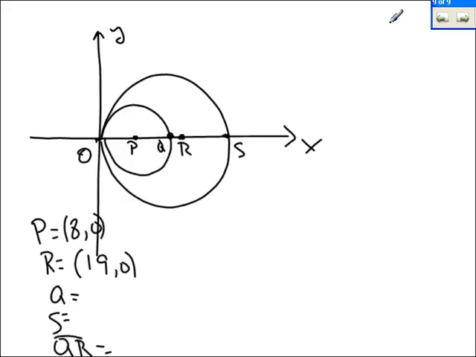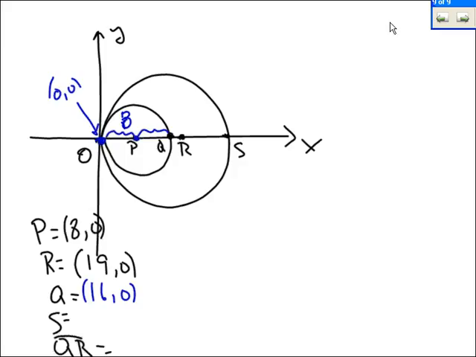Well, remember, that point right there is 0, 0. Right here X is 0 and right here X is 8. That means the radius of the smaller circle is 8. So where is Q? Go another 8. Q is at 16, 0.